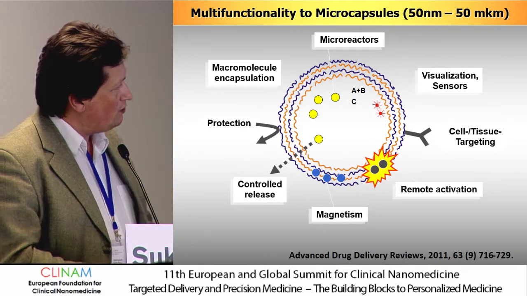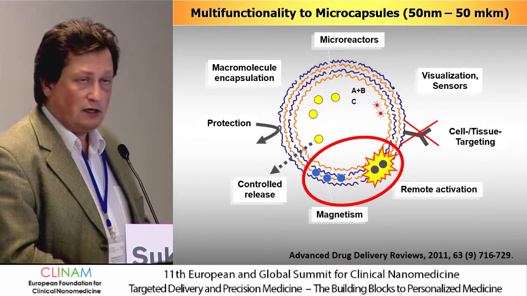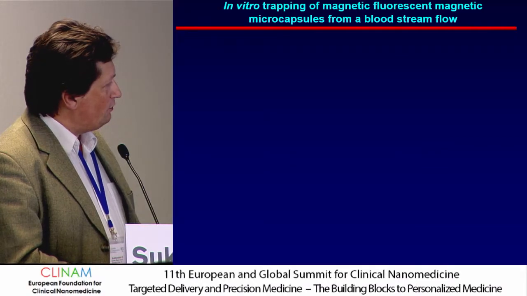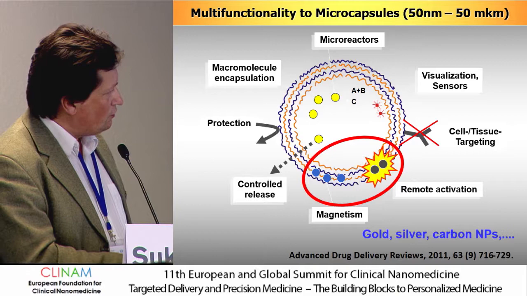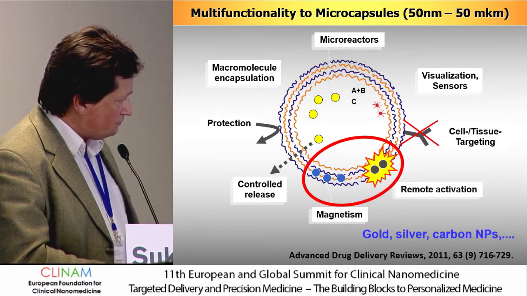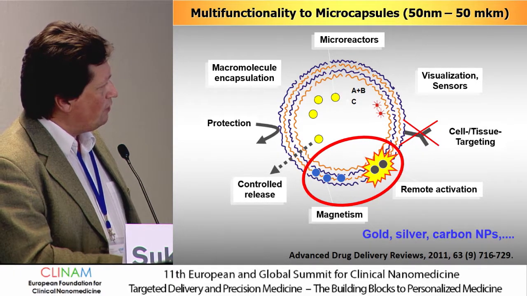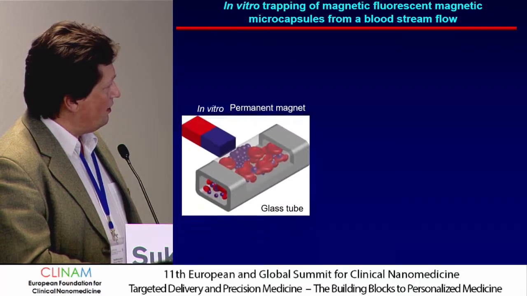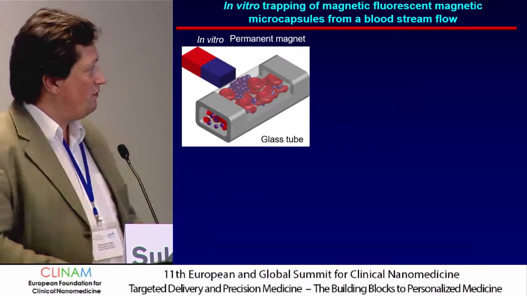But what we are more interested in is remote activation. First of all, that means magnetic delivery, and also using different particles capable of harvesting light, like gold, carbon nanoparticles, or silver. And we don't do much targeting by chemicals. So we make those capsules, and we're interested in how they behave in vivo.